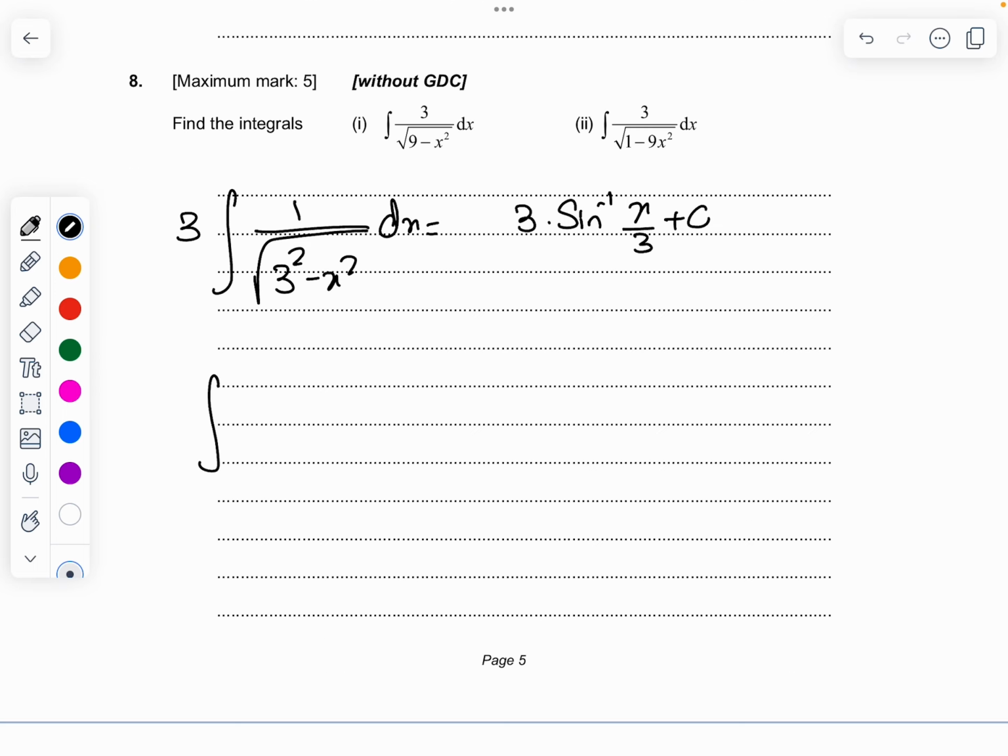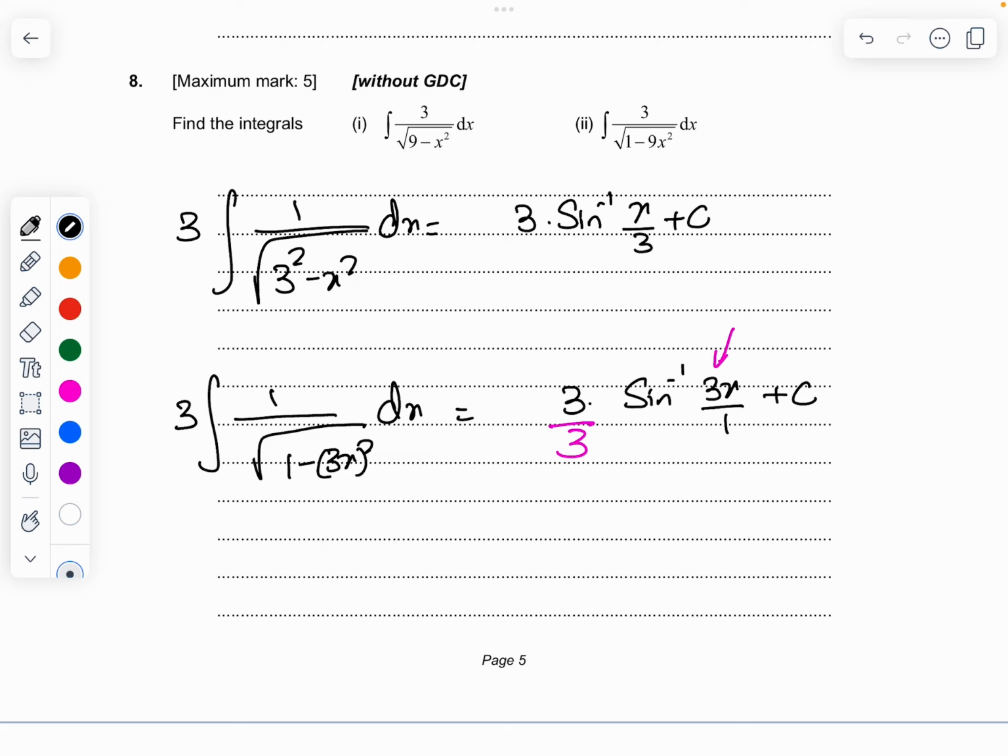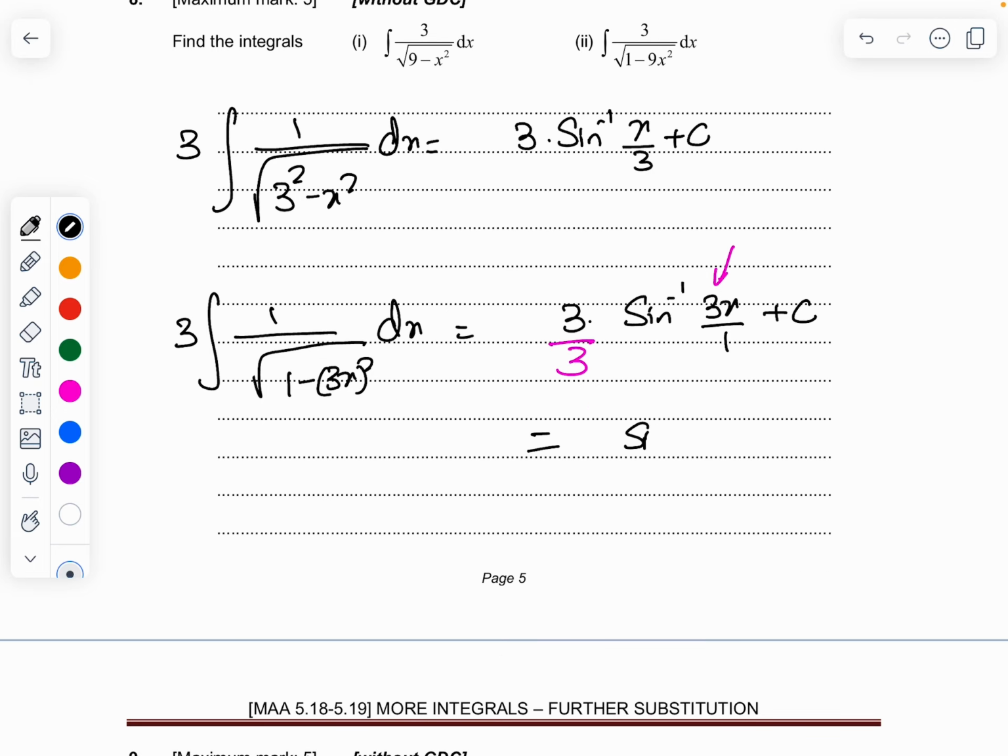Next one will be integral, 3 outside, 1 upon square root of 1 minus 3x whole square dx. So it is 3 sine inverse of x upon a. But don't forget to divide by 3 because of this 3x. Then plus c. That's going to be the answer. So 3 gets cancelled. So what does that become? Sine inverse of 3x plus c.